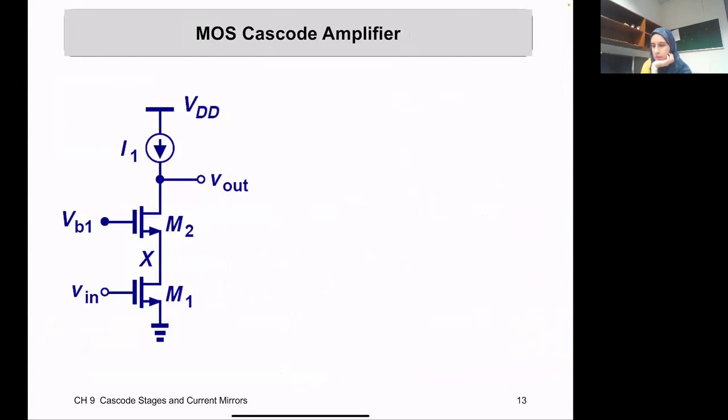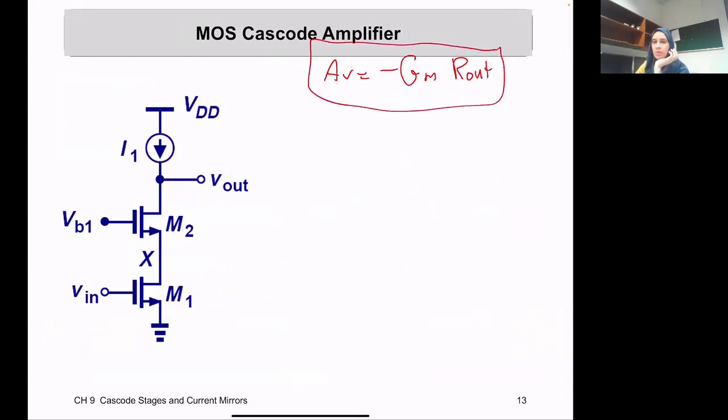Okay, now what we want to see here, basically, is how with the help of the cascode we can get more gain. We need to know that the gain of any amplifier is basically minus capital GM times the R out. This is another way of finding the gain: the gain of the amplifier is equal to minus the transconductance of the circuit multiplied by the output impedance that you are seeing at the output here.